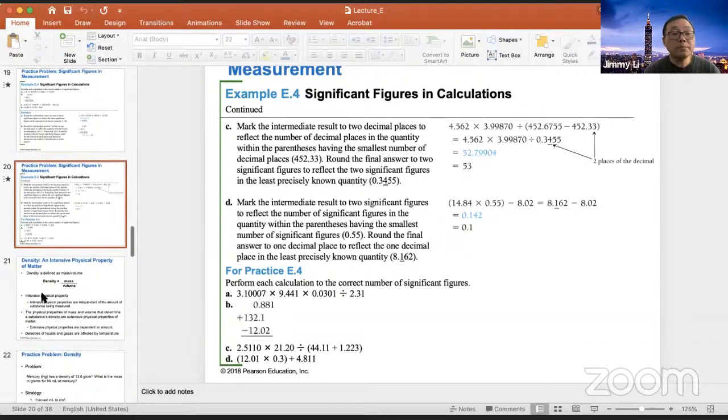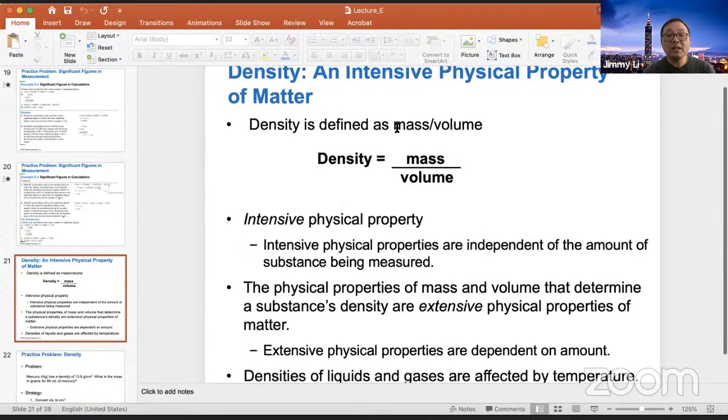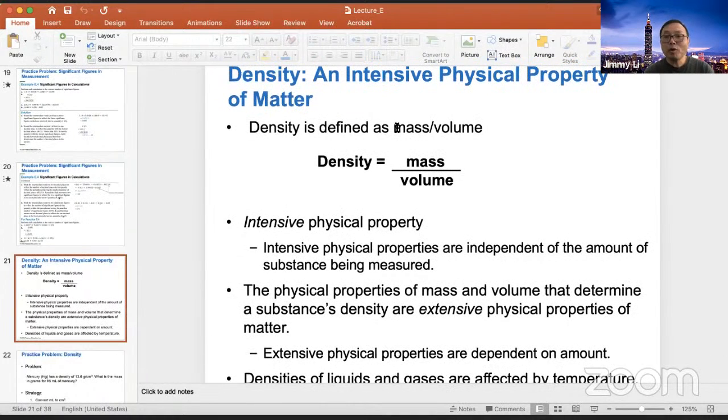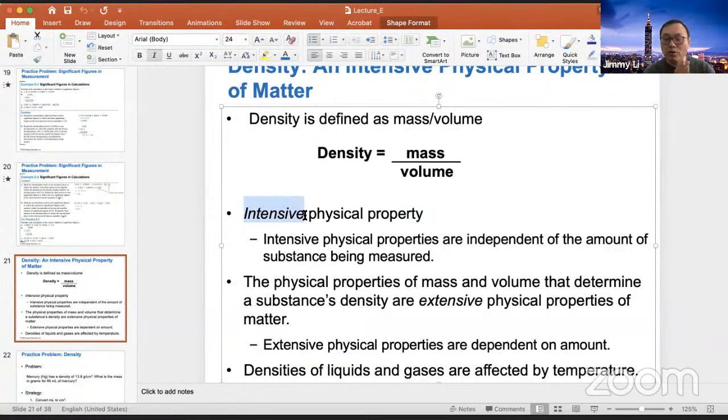All right, very well. Next, we're going to talk about density. Quite a common example here, especially at the beginning of any semester or any quarter of chemistry class, we tend to measure the density. Density is defined as mass over volume. And again, density is something called an intensive property. This is a very important word, intensive. In a few more chapters, we can talk about something called extensive property.